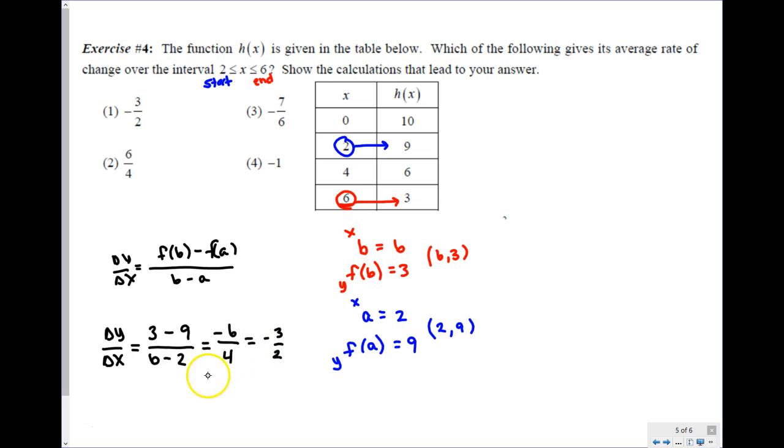Do I see that as an answer choice? Let me circle it and make it nice. Yes, it is answer choice number 1. Okay.